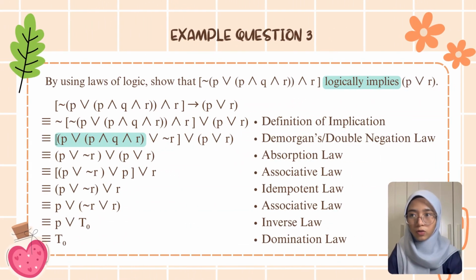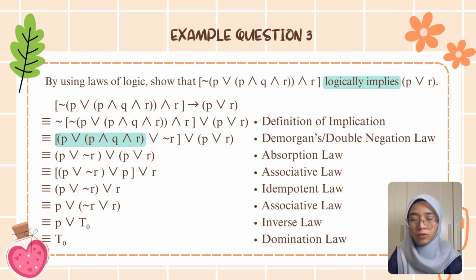The last question is: by using the laws of logic, show that negation P or P and Q and R logically implies P or R. First, I apply the definition of implication, so it will become negation P or P and Q and R or P or R. Next, I apply De Morgan's law and also the double negation law since there is a double negation symbol. So it becomes P or P and Q and R or negation R or P or R.